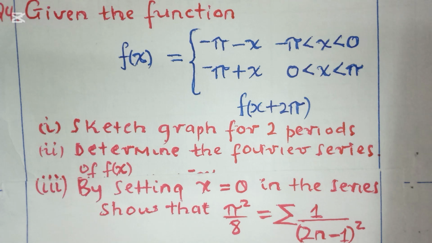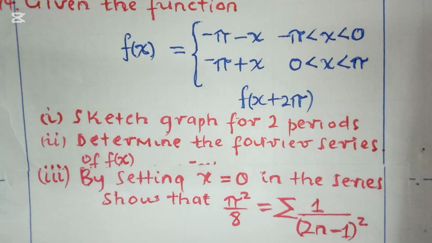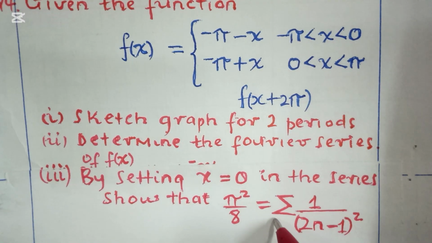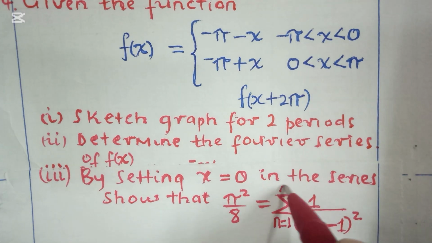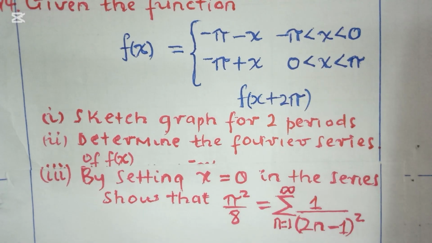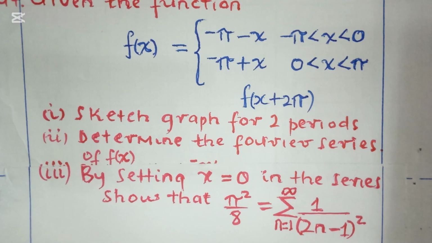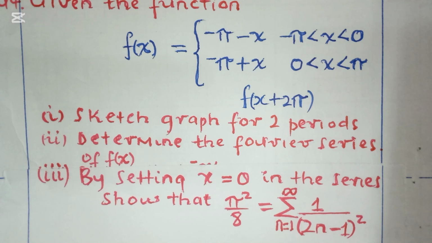By setting x equals to 0 in the series, show that pi squared over 8 is equal to the summation, and this is summation from n equals to 1 to infinity. So that's what we are going to do, guys. So let's start our question, guys.